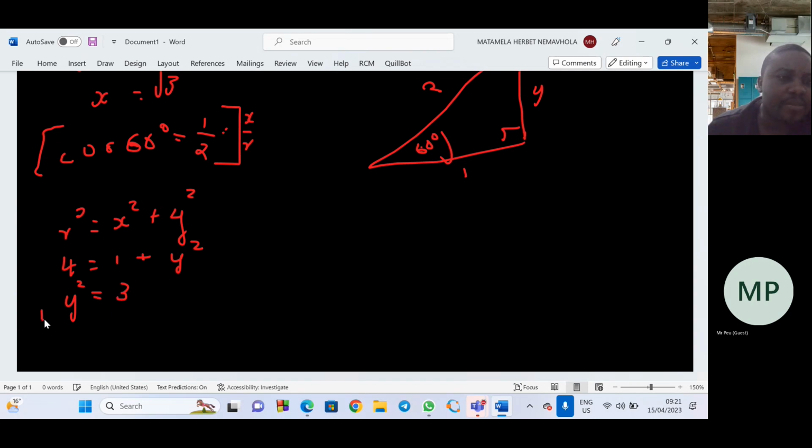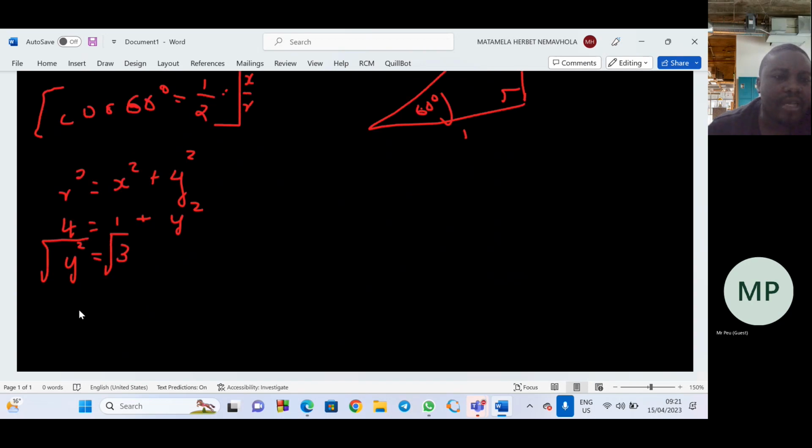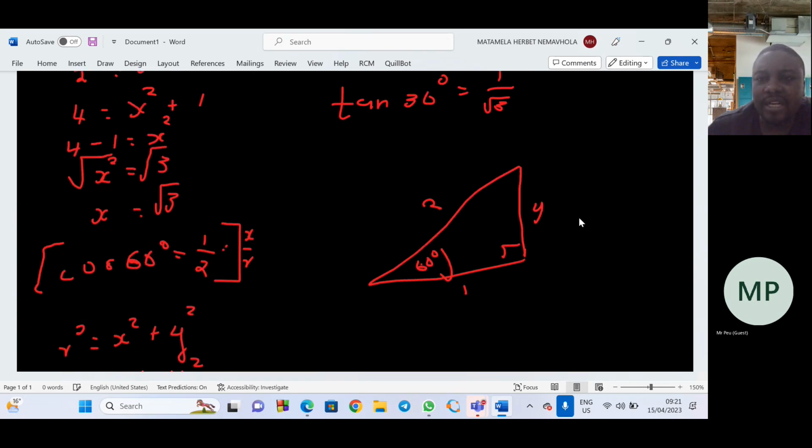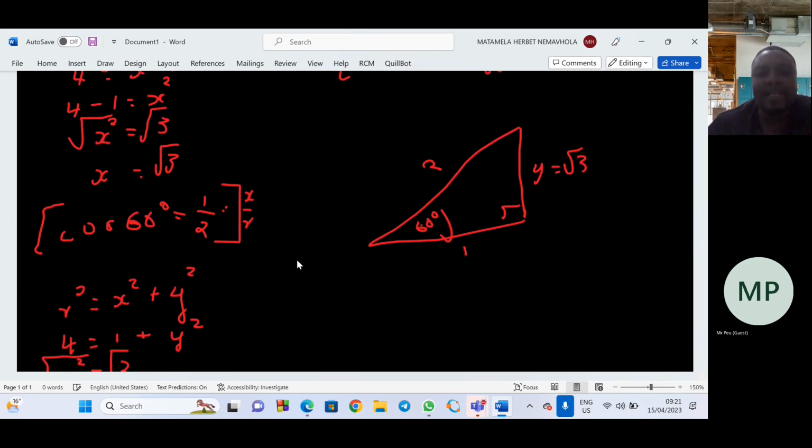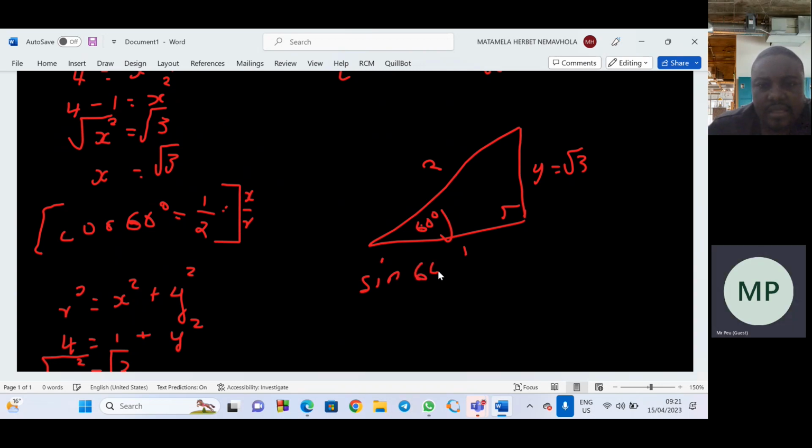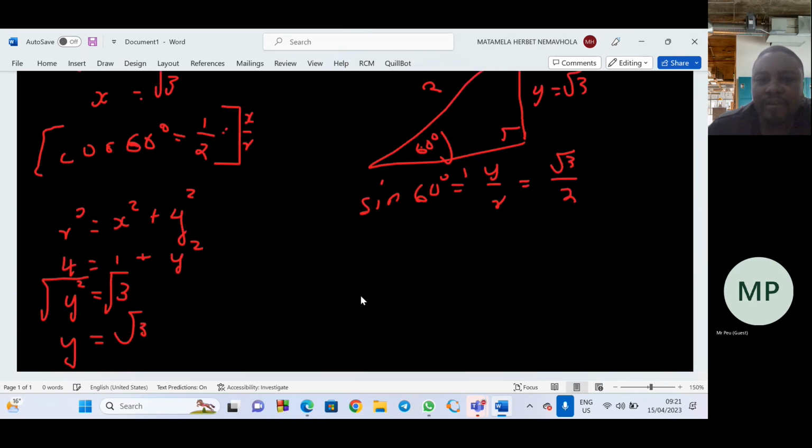Then we can take the square root on both sides. Your y is going to equal the square root of 3. So now sine 60 degrees is opposite over hypotenuse, which is y over r. So we're going to say square root of 3 divided by 2.